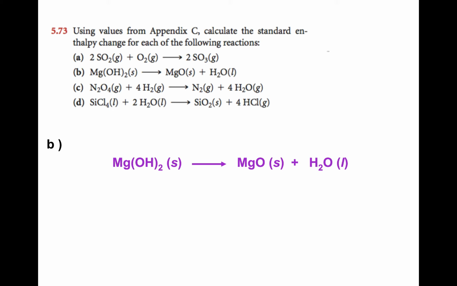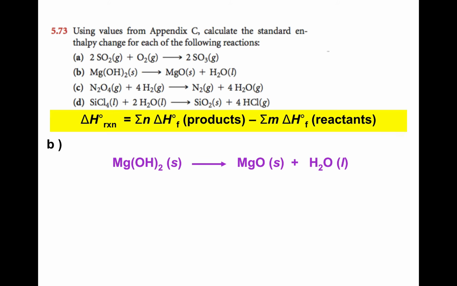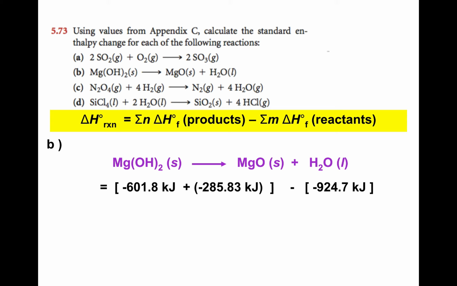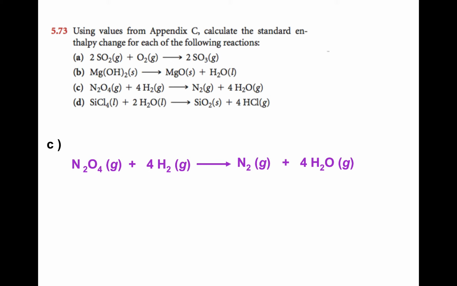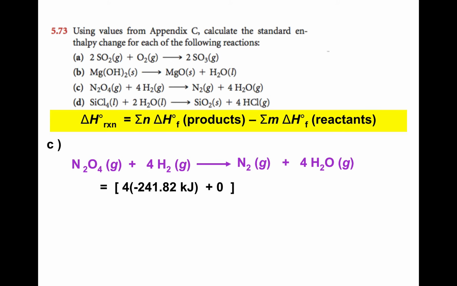Magnesium hydroxide solid turning into magnesium oxide solid in water. I look up the heats of formation of the products and add them together. I look up the heats of formation of the reactants and then subtract the sum of the reactants from the sum of the products to get the change. Again, exothermic reaction. I look up the heats of formation of nitrogen and water. I multiply the heat of formation of gaseous water by 4. Nitrogen 0. Look up the heat of formation for dinitrogen tetraoxide and plug it into products minus reactants to get the change. Again, exothermic reaction.